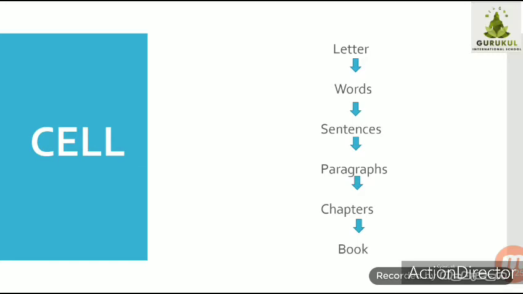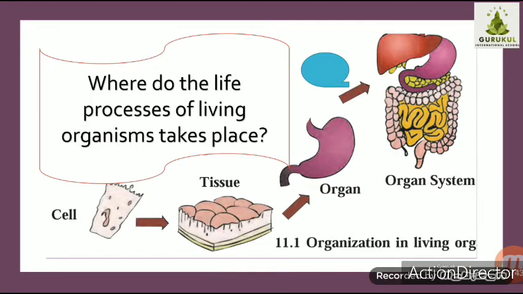Similarly, there are organizational levels in living organisms too. If any one organ has to be formed, then there is a series, a particular flow chart. For example, let us see how the organs are formed. On the screen you can see the figure. Initially you can see the cell. Many cells come together and tissue is formed. Different types of tissues come together and one organ is formed. Then many organs come together and one organ system is formed.